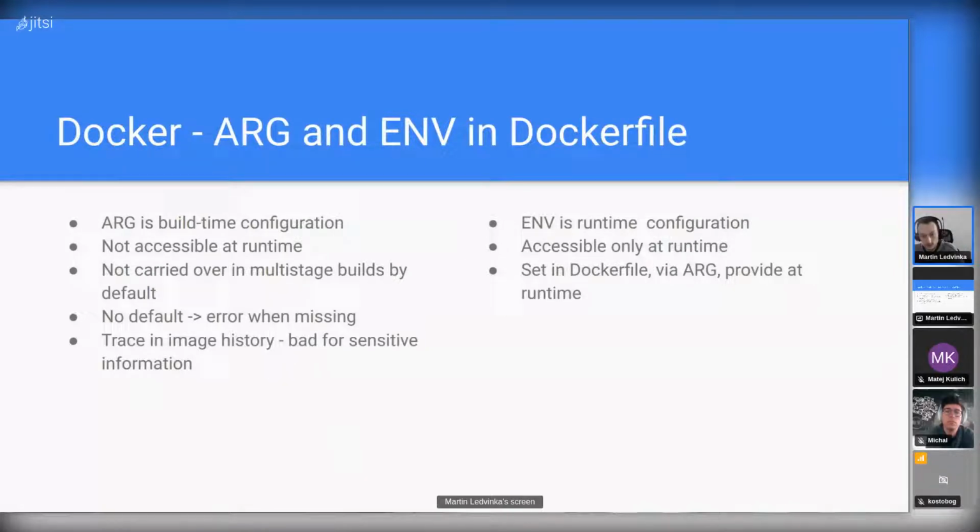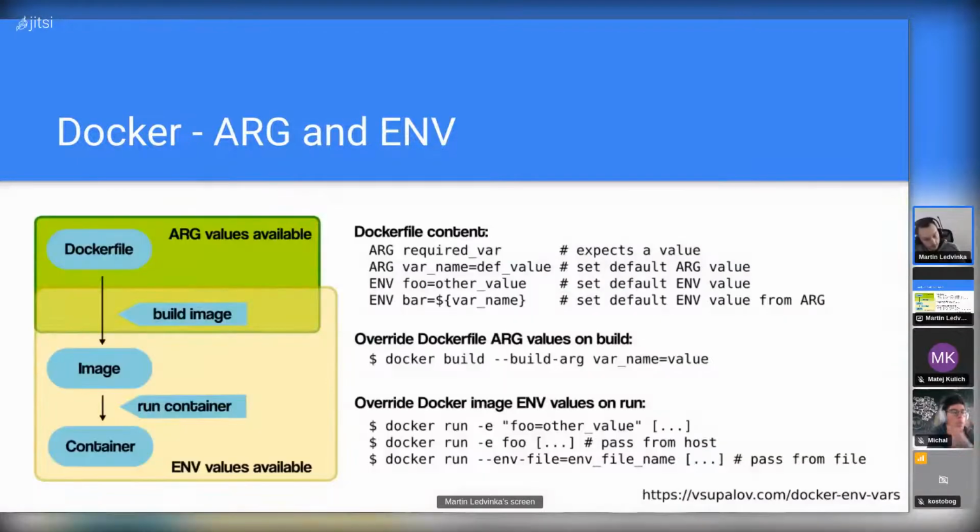via args. In contrast, environment variables are runtime configuration. They are accessible only at runtime, and they can be set either directly in the Dockerfile. They can be set via args as well, or they can be provided at runtime.